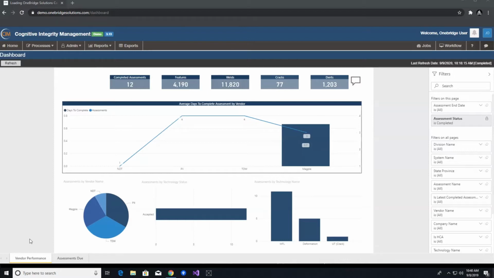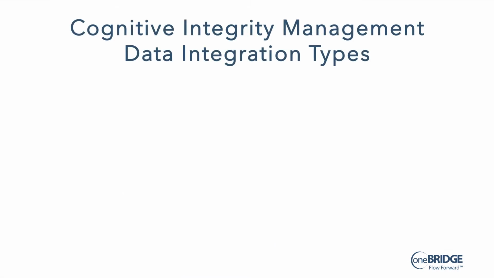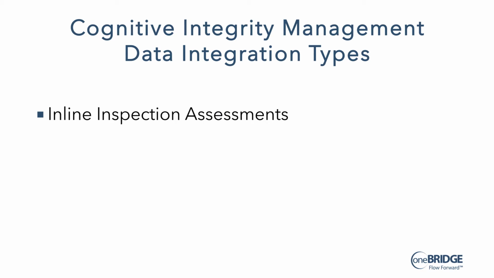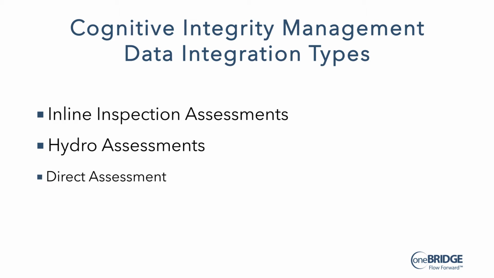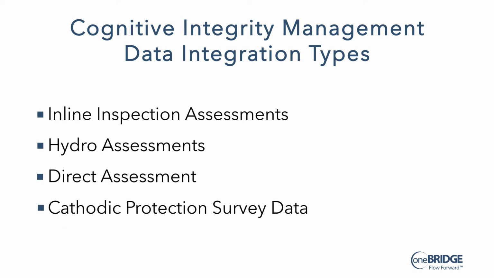Before we jump into the solution, let's go over the data integration types that can be assessed in the Assessment Planning module. 1. Inline inspection assessments. 2. Hydro assessments. 3. Direct assessment. 4. Cathodic protection survey data, which includes close interval survey types. We are constantly expanding this area of the system to accommodate more integrity-related assessment and inspection activity.